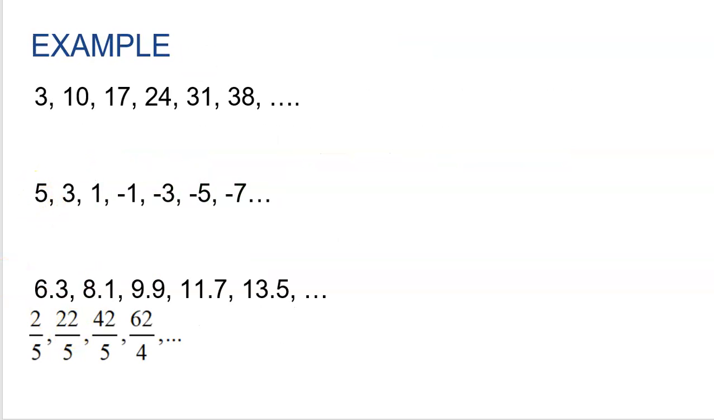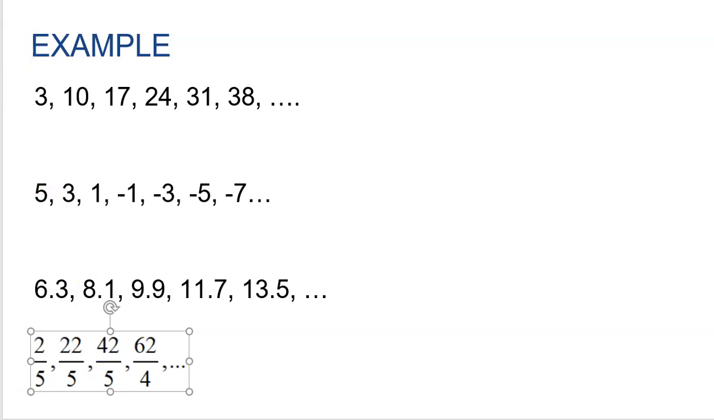So let's dive into some more specific examples. All right, here's one here: 3, 10, 17, 24, 31, 38. What is the constant rate of change? Well, all you've got to do is subtract two consecutive terms, and you'll find it. 10 minus 3, 7. 17 minus 10, 7. 24 minus 17, 7. So my common difference is positive 7. The rate of change is up 7.